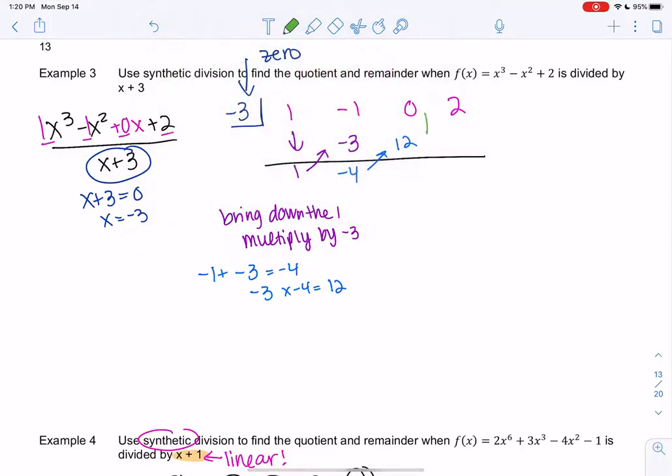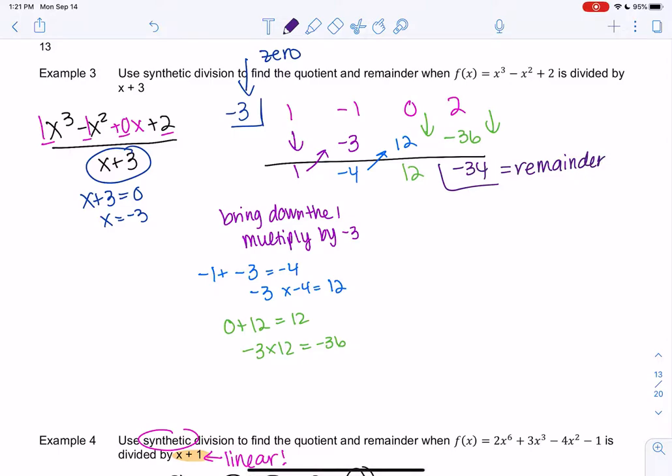We already did that color. Let's do green. We bring down the 12, right? So that's 0 plus 12 is 12, and then we do negative 3 times 12 is negative 36. And then combine it, and we're done. What's that? Negative 34. So the one in the corner is always my remainder, and the other three will be my quotient.